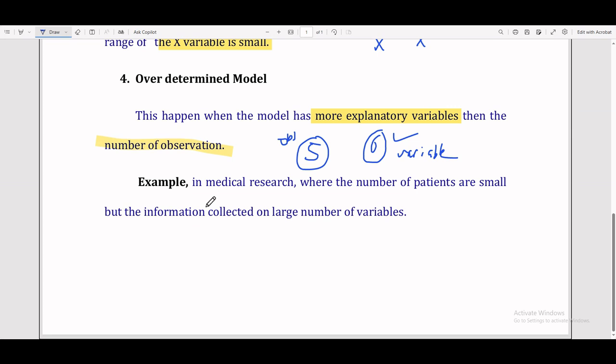Here is an example. Mostly in medical research, the number of patients is small but information is collected on a large number of variables. Meaning you collect information from each patient, and the number of variables is large. So the number of variables is large but the number of patients is small. So this is the reason to generate multicollinearity among the dataset.